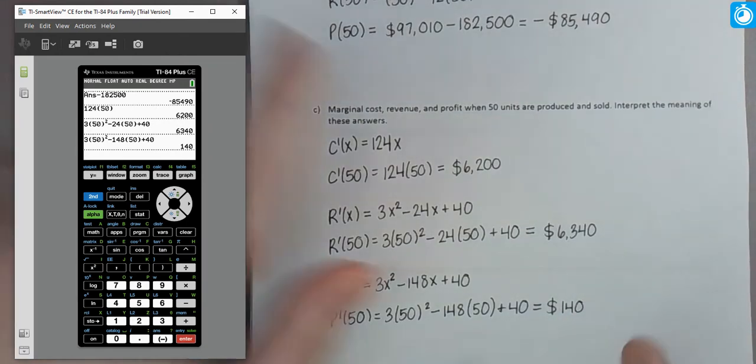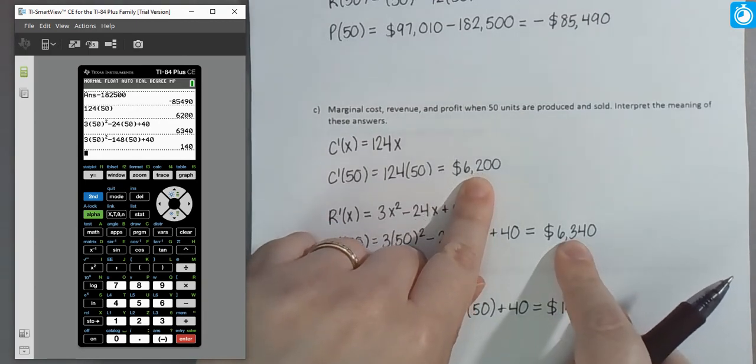Where does this come from? Well, look at the difference between the marginal cost and the marginal revenue.